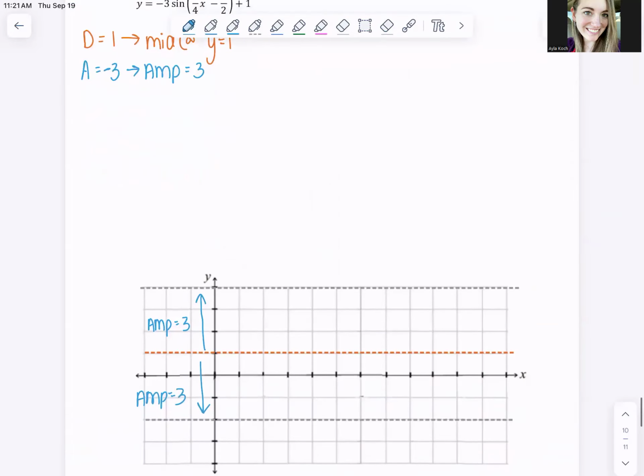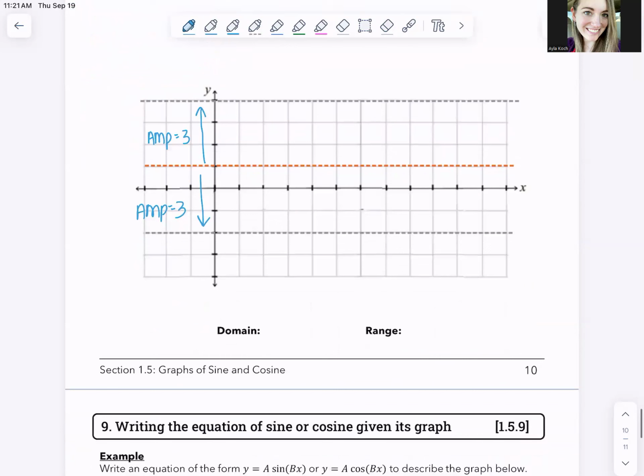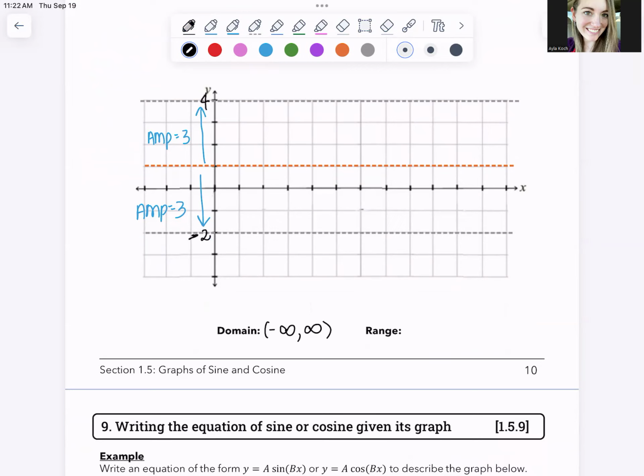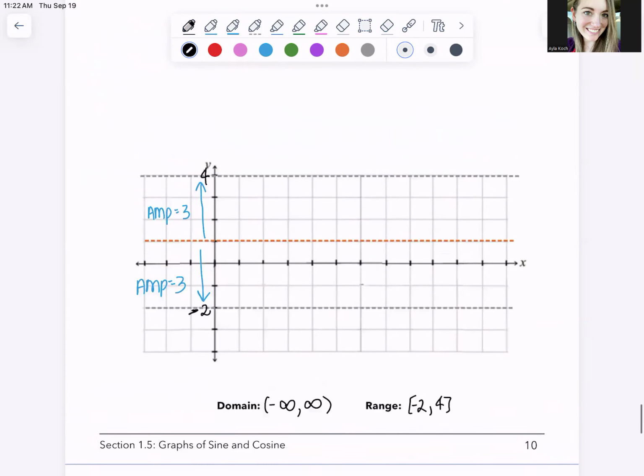All right. Right now, we can do the domain and range part. Domain is negative infinity to positive infinity. And our range goes from -2 to +4.